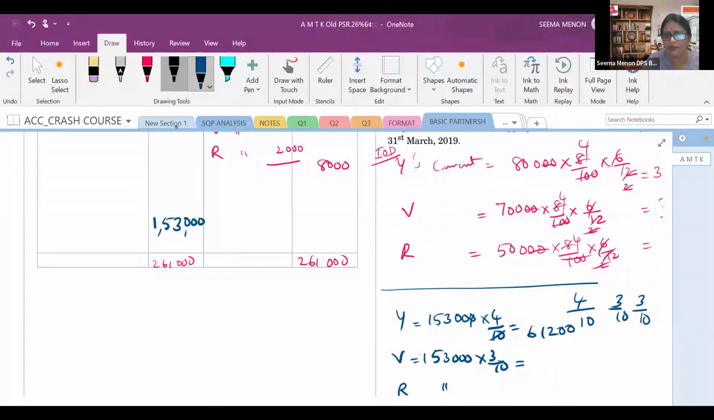Here what will you get? Here you will be getting 10. You multiply by 3. 3 3s are 9, then 5 3s are 15, then 1 into 3, 4. Here also 45,900 for Ratu also.